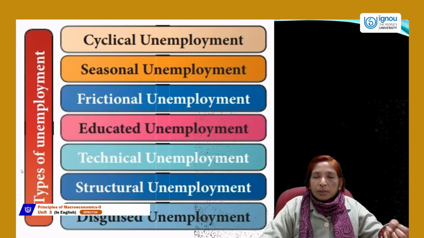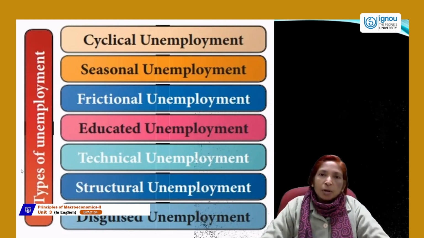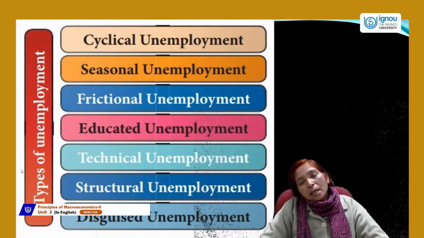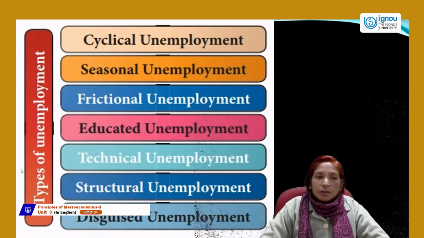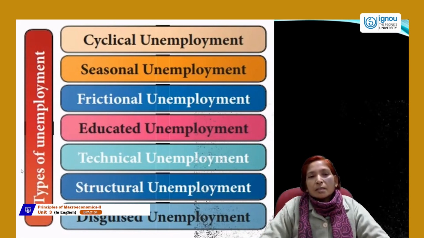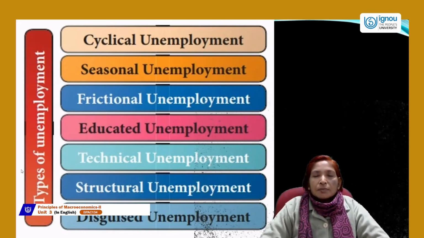So, this type of unemployment is called disguised unemployment or hidden unemployment, and we can see this type of unemployment in rural areas or in the agriculture sector. So, these are various types of unemployment. One is cyclical unemployment, next is seasonal unemployment, next is frictional unemployment, next is educated unemployment, next is technical unemployment, next is structural unemployment, and disguised unemployment.